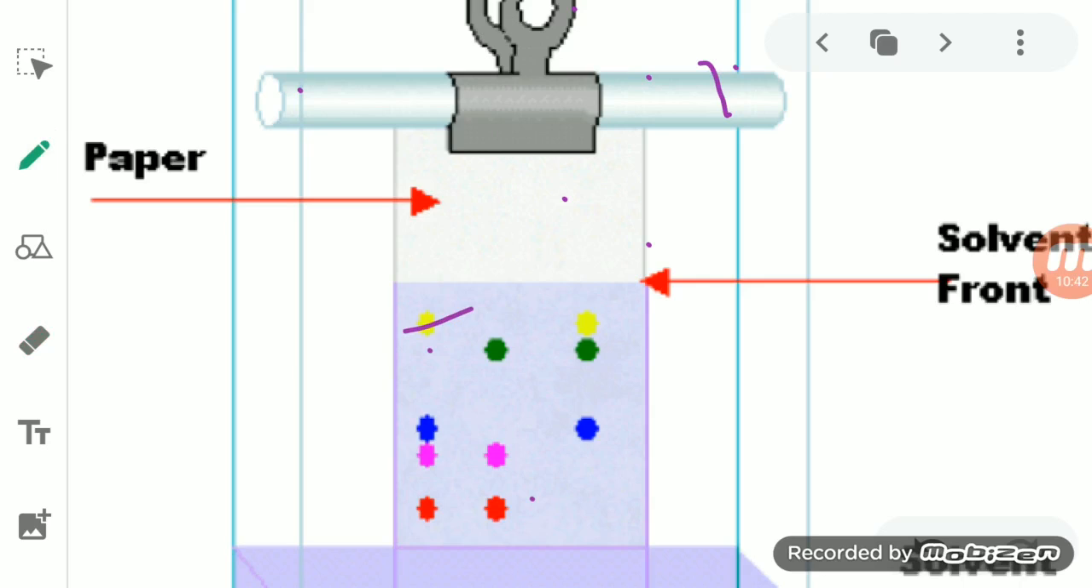So you see here, yellow is the color which is present at the higher portion, which shows that it is more soluble in the water, and due to which it rises faster and produces a spot on the paper at the higher position. Now the dye which is less soluble in the water will dissolve later, and as it dissolves later, it will rise slower and form a color spot at the lower height.